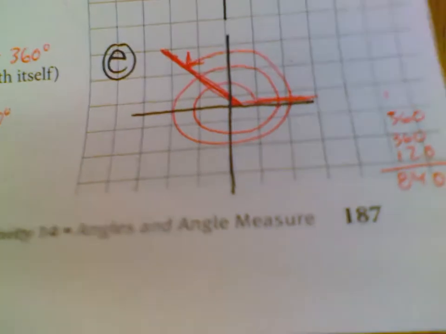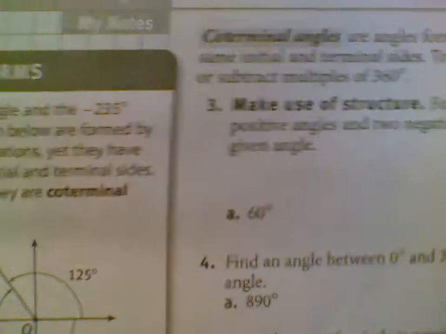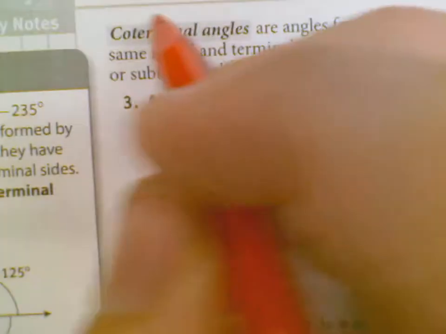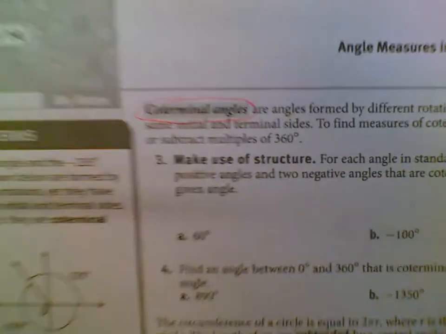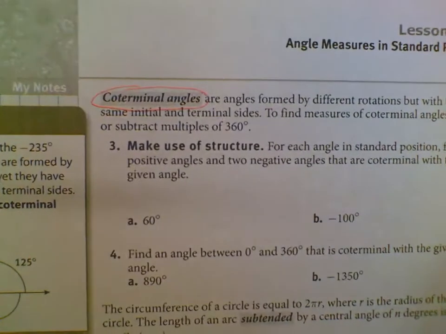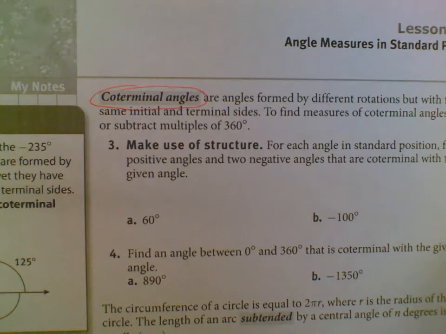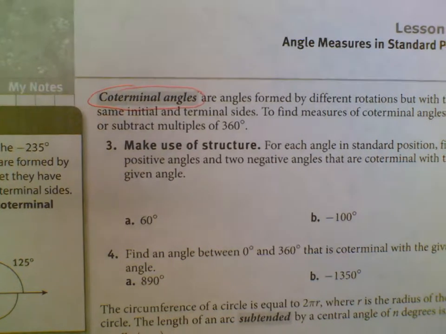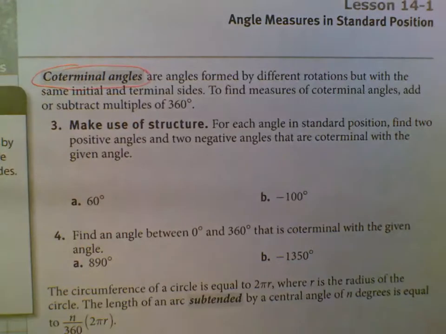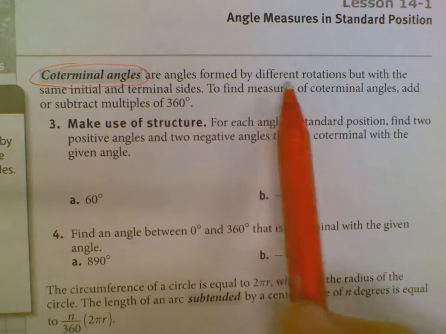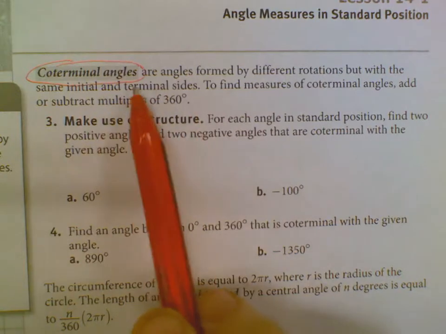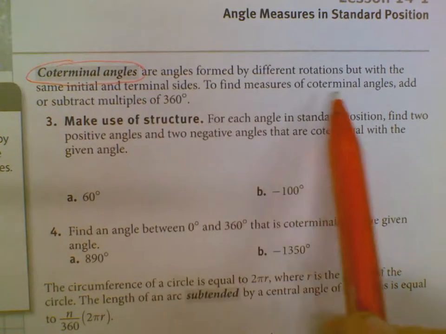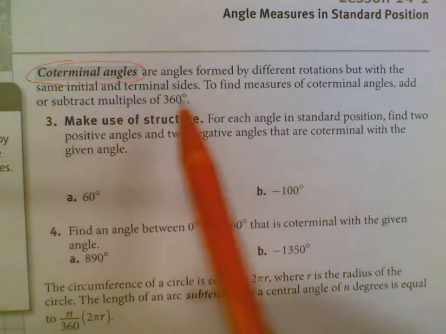Angles that end the same place are called coterminal angles. So this is the next thing I need you to understand. And while it might seem like a lot at first, eventually it's going to actually help us out. The fact that everything is going to the same place. Okay? So coterminal, kind of another definition. They're angles formed by different rotations but with the same initial and terminal sides. So again, they end the same place. To find measures of coterminal angles, you add or subtract 360.